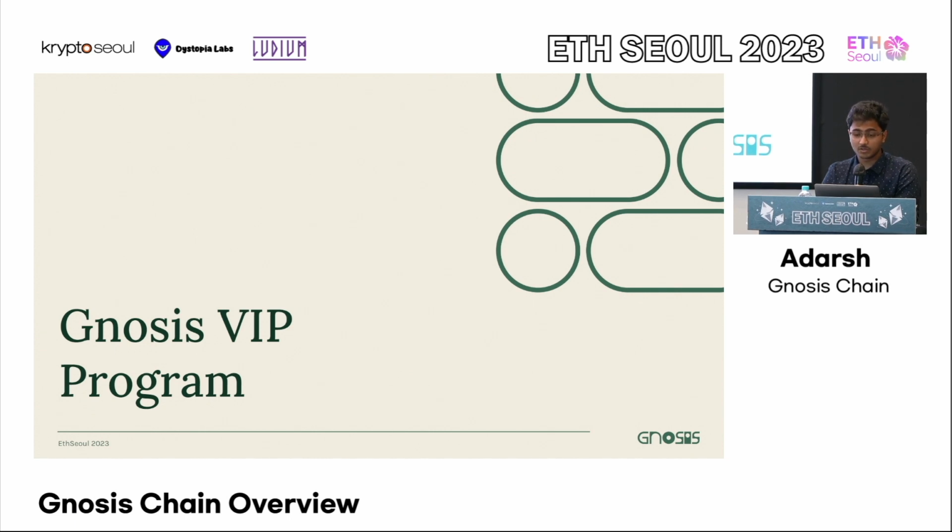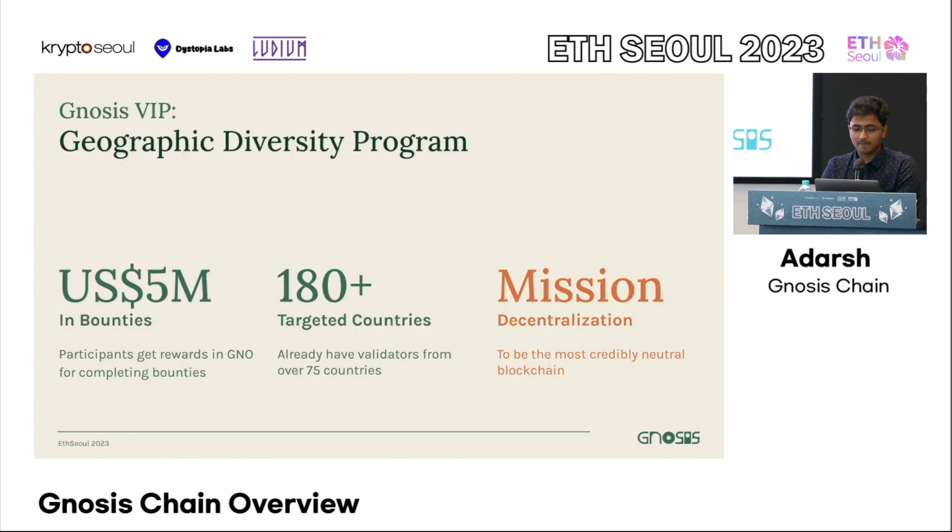Finally, there's one more thing, one of our programs that we want to introduce, and that is the Gnosis VIP program, which is the Validator Incentive Program. The idea here is that we don't only want a large number of validators, but we also want diversity in the number of countries in which those validators operate. So to encourage the diversity of the node operators, we have launched this geographic diversity program, Gnosis VIP. We are offering 5 million in bounties, which will be provided to you in GNO.